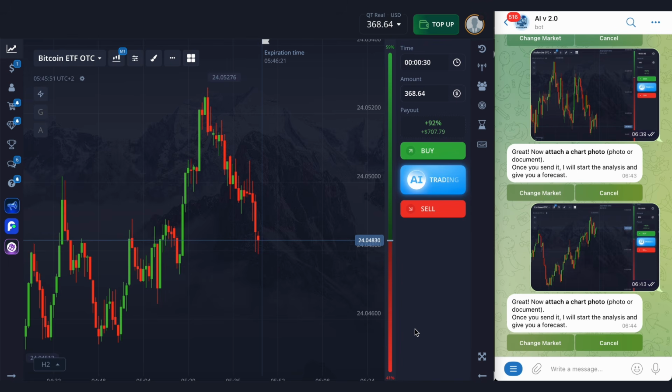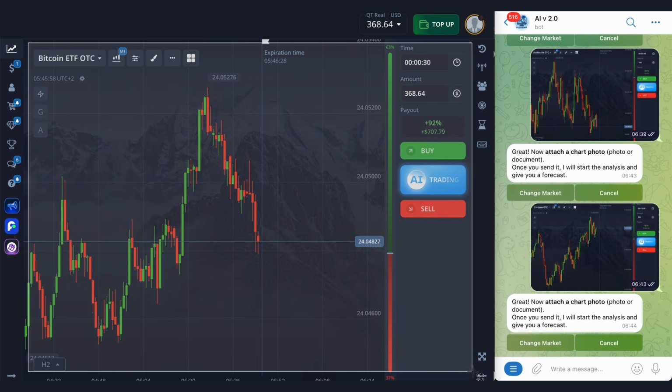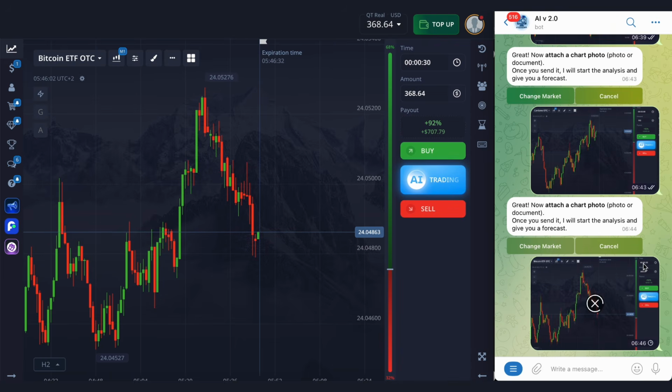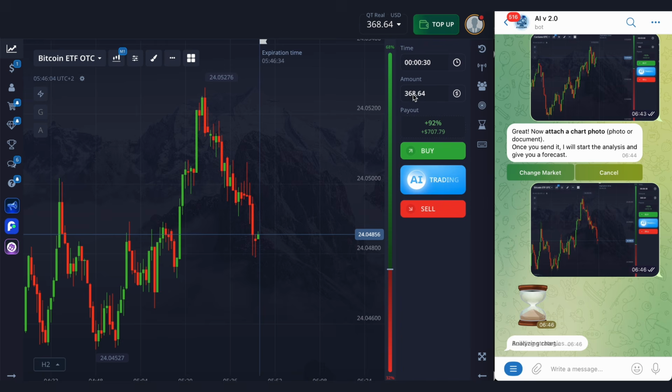We are cruising. That's gonna be our next trade, Bitcoin ETF OTC. Let's go ahead and take a very nice screenshot of our Bitcoin ETF OTC. And ladies and gentlemen, attaching my screenshot to my AI screener. This is gonna be our third trade for today. We are risking 100% of our account balance, which is 368 USD.